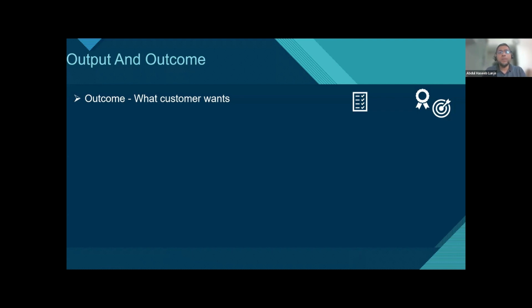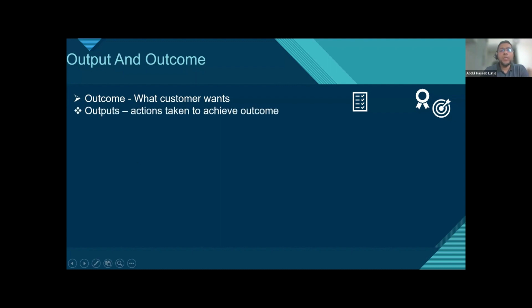Now let's see another definition the author is using, that is output and outcome. This is very much important. We technical people always get confused with these two words. So what do you mean by outcome? What is the definition of outcome? Outcomes are those things that the customer wants. So those are the outcomes.